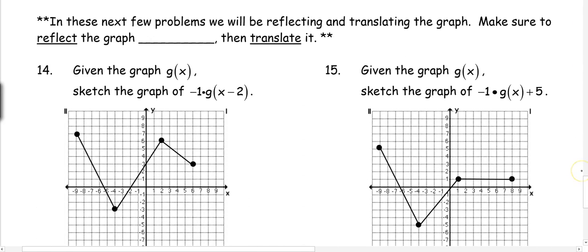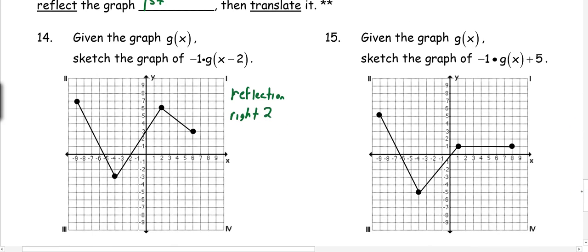In the last few problems, we're going to be looking at reflecting and translating a graph. Make sure that if you have a reflection in your graph, that you reflect the graph first and then you translate. So in number 14, the -1 means that we have a reflection, and the -2 means we are going to move right 2. So first I want to flip where the point should be across the x-axis, and then move that point right.